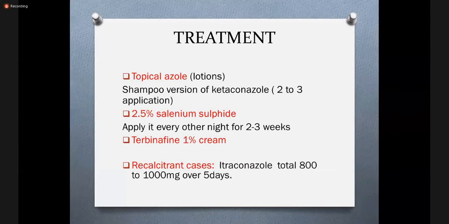Okay, in topical, ketoconazole shampoo and selenium sulfide are the first line therapy, while we can also give terbinafine cream. If they are resistant to topical treatment, then we have to give itraconazole, usually 100 mg OD for 5 to 10 days. Okay, the total dose should be 800 to 1000 mg over 5 days.